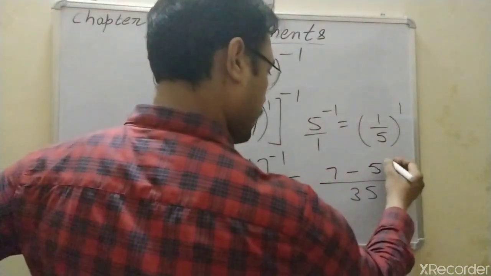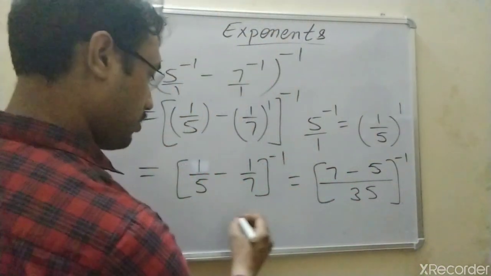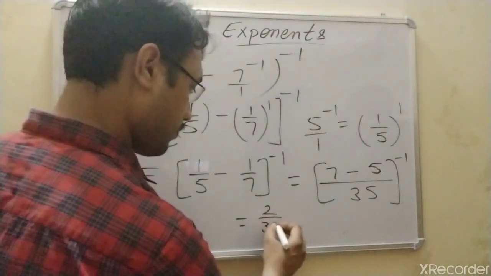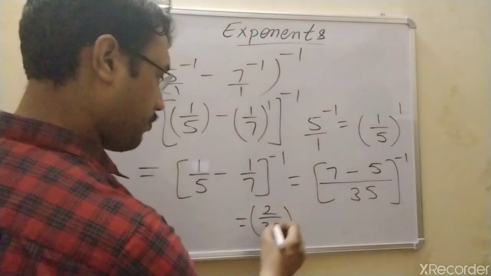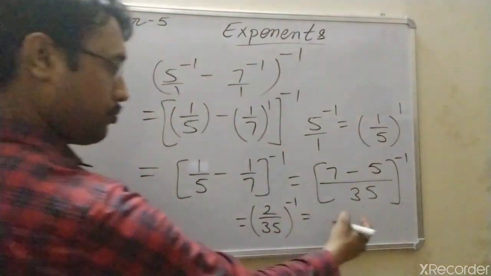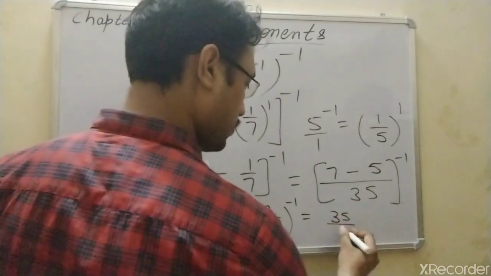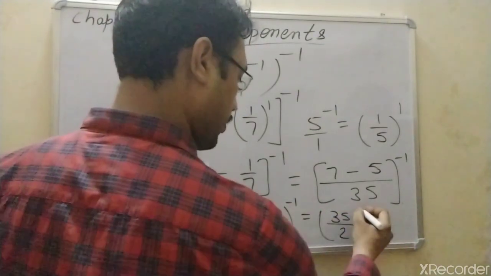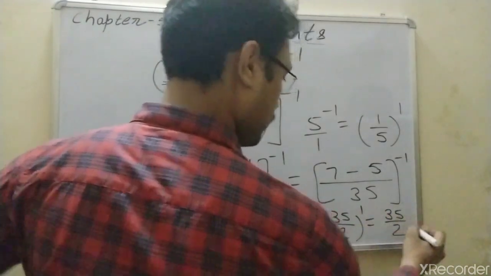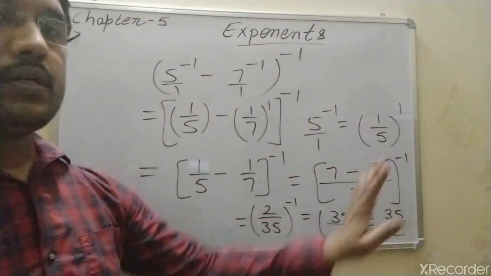So you will get 7 minus 5 to the power minus 1. This you will get as 2 by 35, and the power is minus 1. Now change this minus 1 power to positive. So it is 35 by 2, and power is 1. Write that it is 35 by 2 only. Understood? The last answer is 35 by 2.